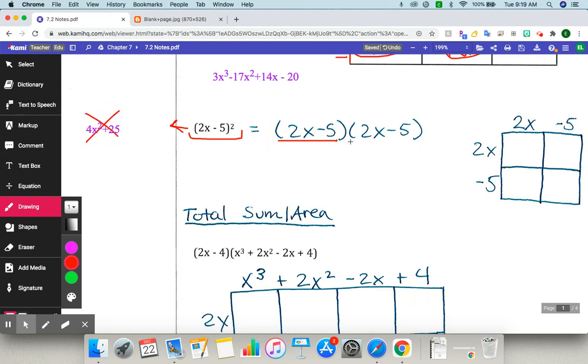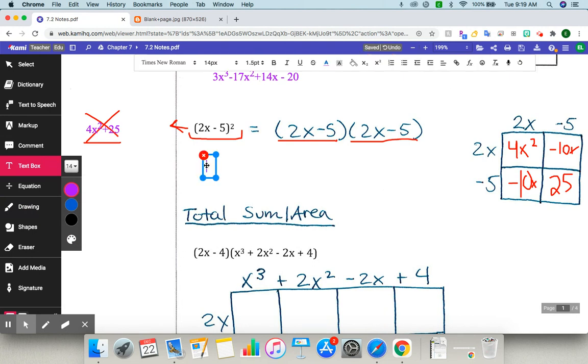So if we actually write this out as two factors of 2x minus 5 and use a generic rectangle, we see the 4x squared and the 25, but we also have to multiply 2x times negative 5 twice. So that's negative 10x and negative 10x. So the original person over here was missing one of the terms of the product. So the total product would actually be 4x to the second power minus 20x plus 25.